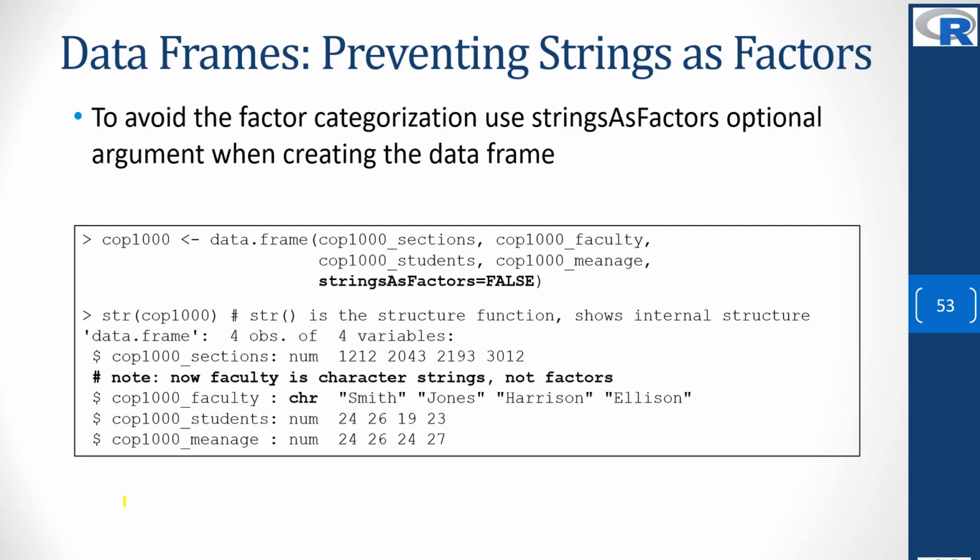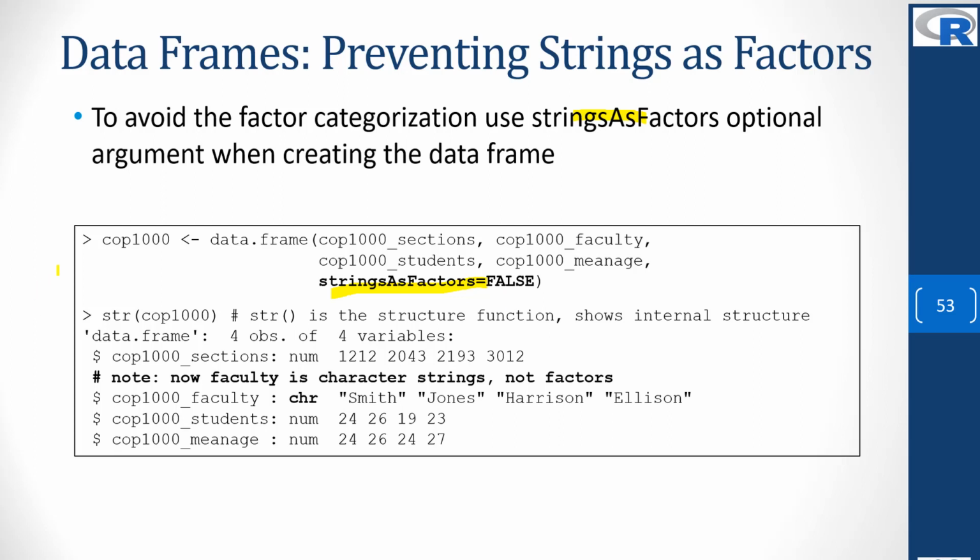So to prevent this, this is a very common argument we're going to provide to the data frame function: strings as factors. It's a logical value. It's going to be true or false. By default, it is true. That's why, by default, R treats strings as factors when it creates a data frame. So let's add that argument to our data frame command. Strings as factors equals false.